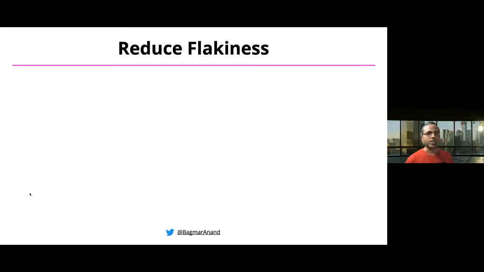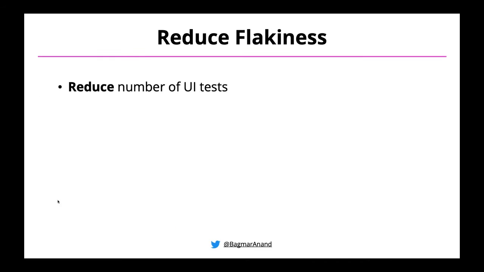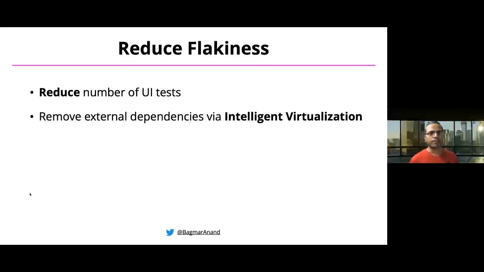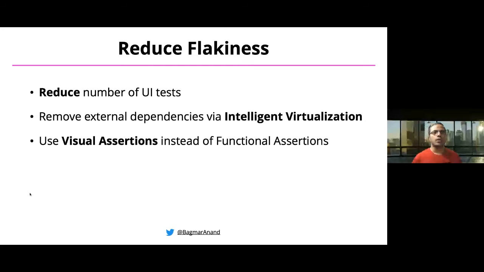The first one is you need to reduce the number of UI tests. If you have less tests on top of the pyramid, you will have less flakiness and you're going to get faster feedback. Second, you need to remove the external dependencies via intelligent virtualization, and then you'll be able to test better and test more comprehensively. And third, you should use visual assertions instead of relying purely on functional assertions as part of your automation to get more coverage and less brittle tests. OK, let's explore what it really means for each of these aspects.